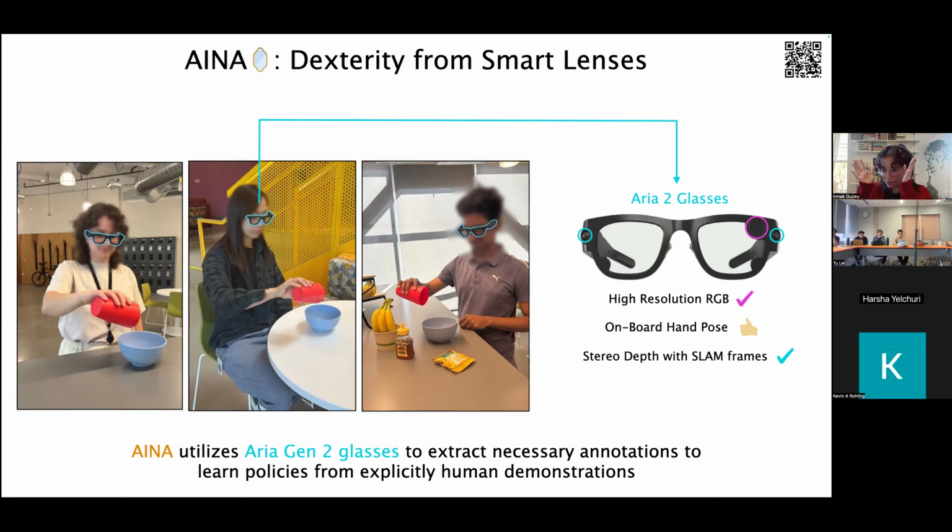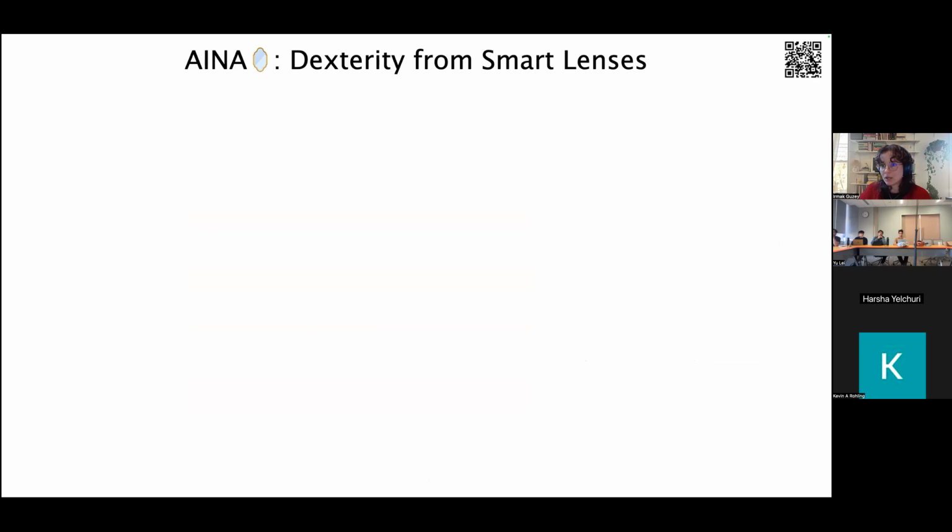Aria 1 glasses have two SLAM cameras on the corners that are sort of spread out, whereas Aria 2 glasses have four SLAM cameras. The front SLAM cameras are moved closer to each other now, and the right and left SLAM cameras look upward and outward more. So by using the front SLAM frames, we are able to get a pretty good metric depth using Foundation Stereo or any sort of stereo depth estimation framework. Sorry, Aria 2 glasses.